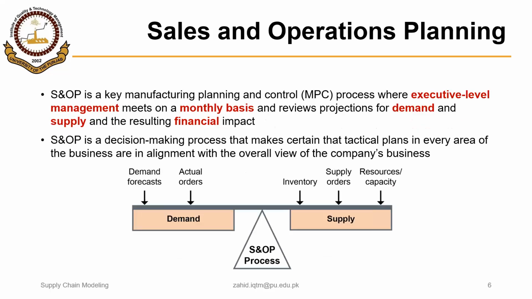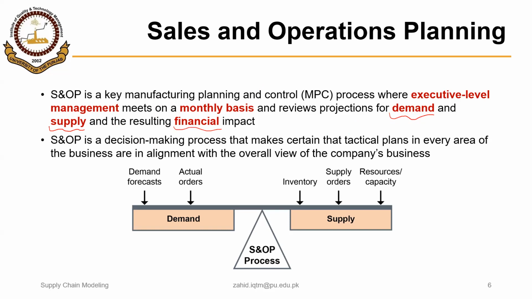So S&OP is a key manufacturing planning and control process where executive level management meets on a monthly basis and reviews projections for demand and supply and the resulting final impact. So S&OP is a series of structured meetings that are generally performed on a monthly basis. And the future demand and supply are compared and a consolidated plan is made for the next month. So the departments that are directly involved in this process are the production department or operations department that is concerned with the supply, sales and marketing department that is concerned with the demand, and of course the finance department that is concerned with the availability of resources.